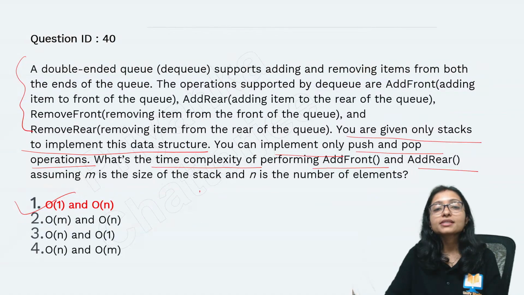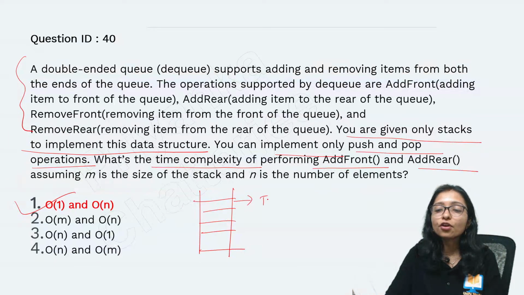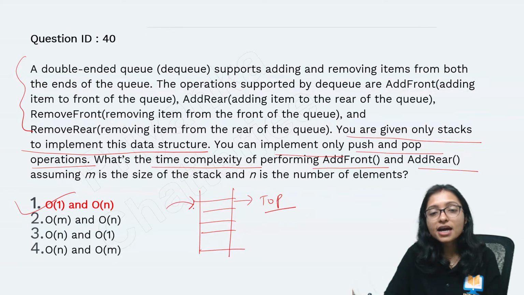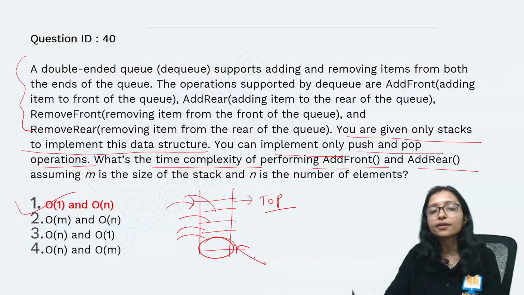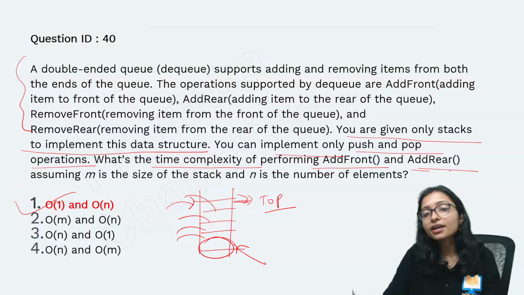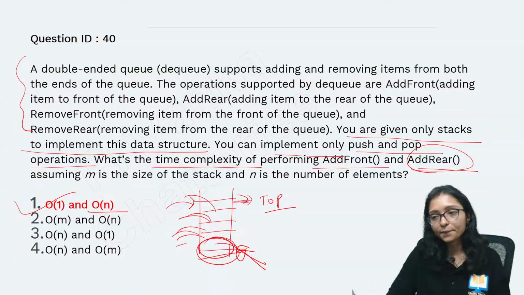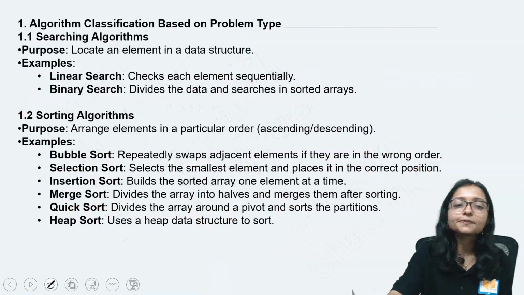The main problem is that when you are using a stack here, I can do operations only from the top of the stack. So for insertion I can do it, but whenever I have to take out, I have to take all these out, then only I can do it. Add front is okay, but add rear means at the last position, I cannot do it. First I have to take out all the elements, then only I can do it. That's why it is order of n. That is the main concept.